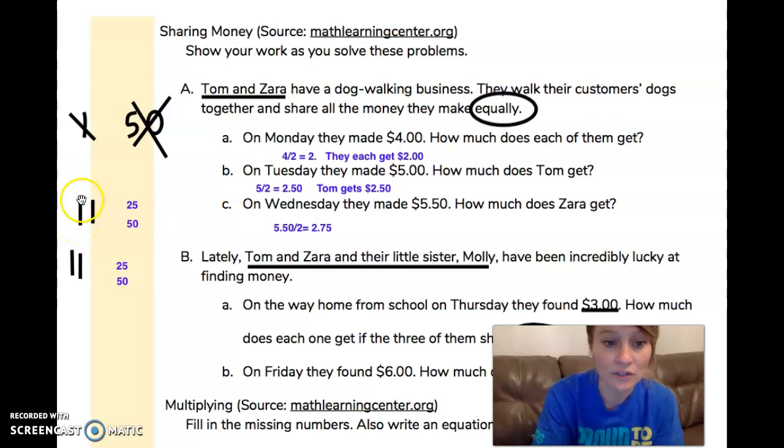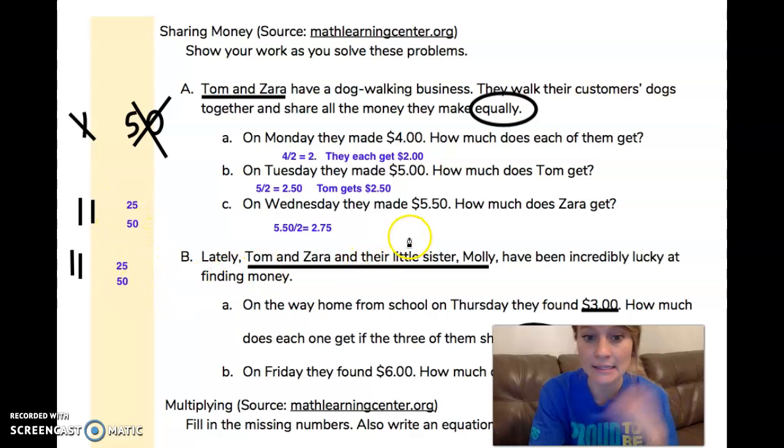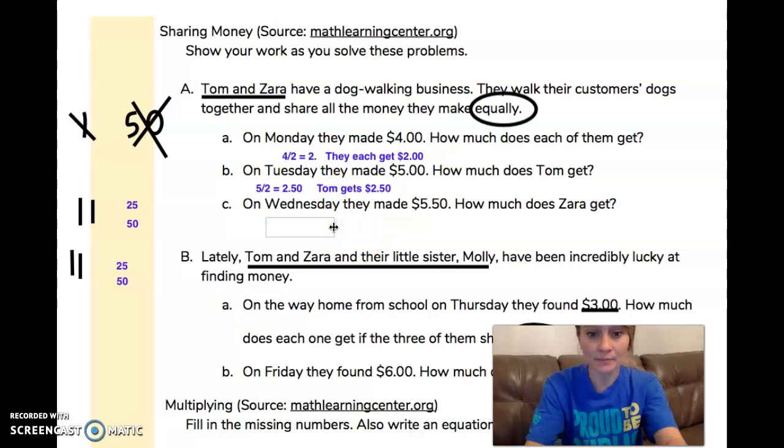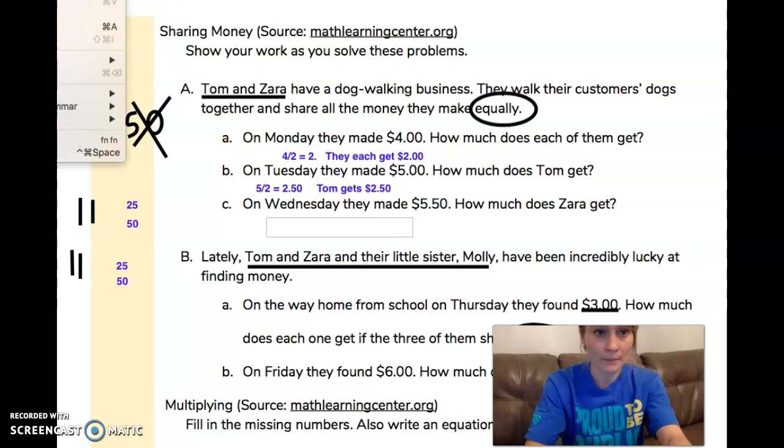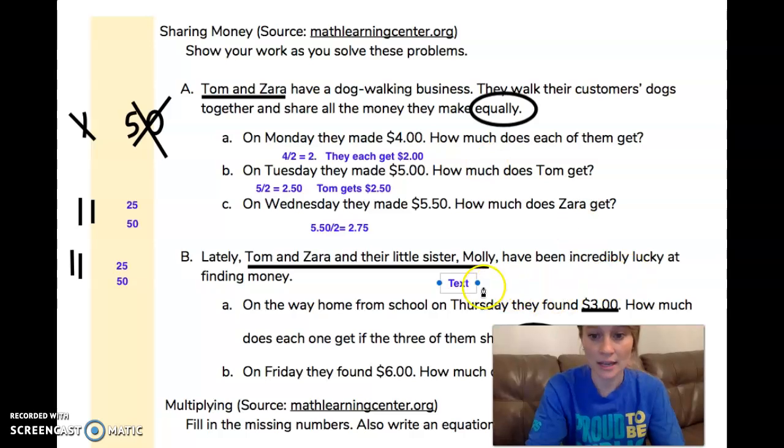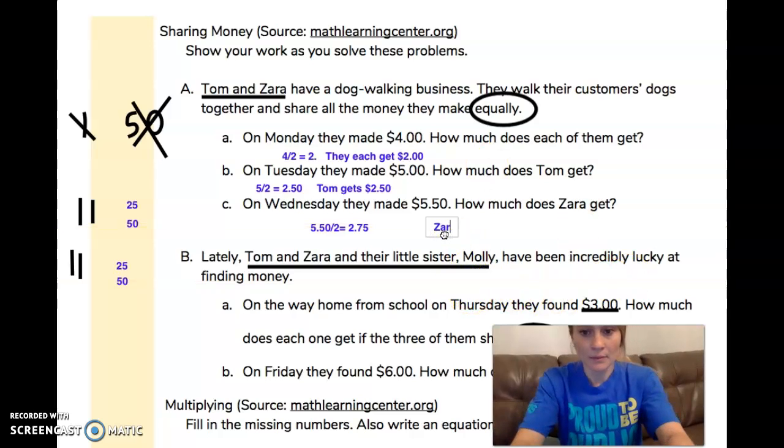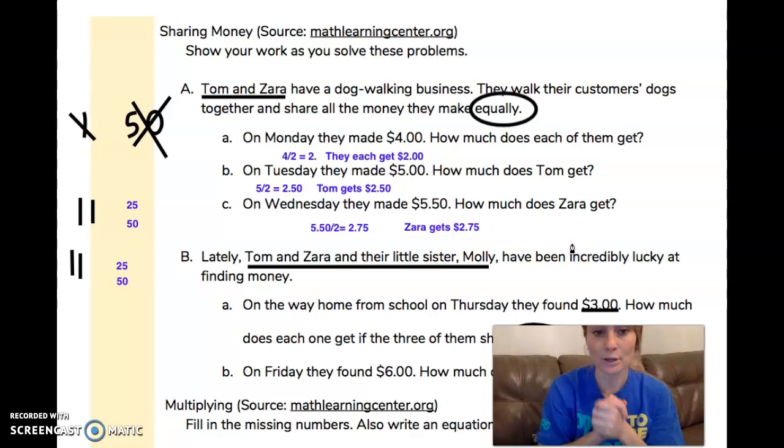Well, let's try to get up to 550. 1, 2, 3, 4, 5, and then 50 cents. You see how that makes $1? 50 cents plus 50 cents is $1, or 50 plus 50 is 100. So how much does Zara get? Zara, oh, I did not mean to do that. Zara gets, I'm going to add to this. Zara gets $2.75. Boom, that's done. You all about breaking up those quarters.